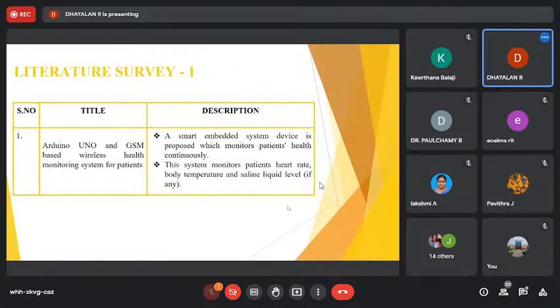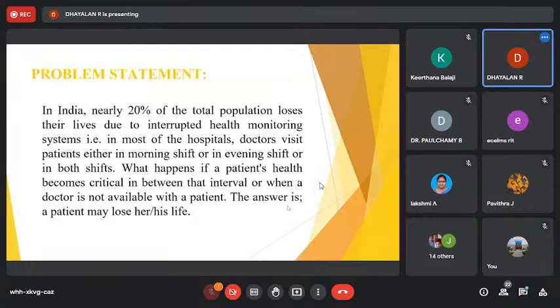As I mentioned earlier, on lack of health monitoring in India, 1.6 million people lost their lives due to improper health monitoring, says the WHO, World Health Organization. Why is a health monitoring system very important? The answer is really simple.